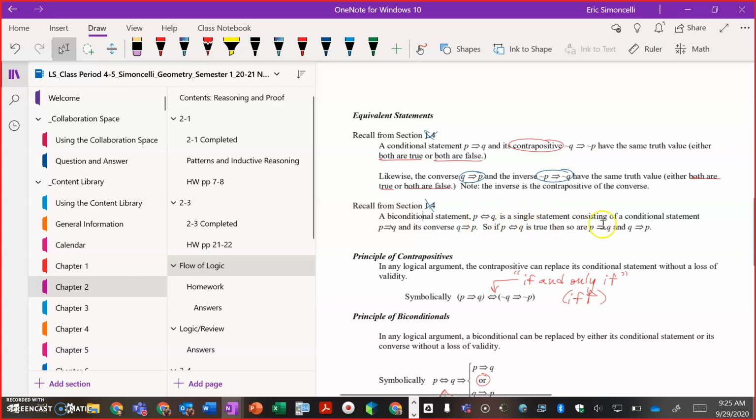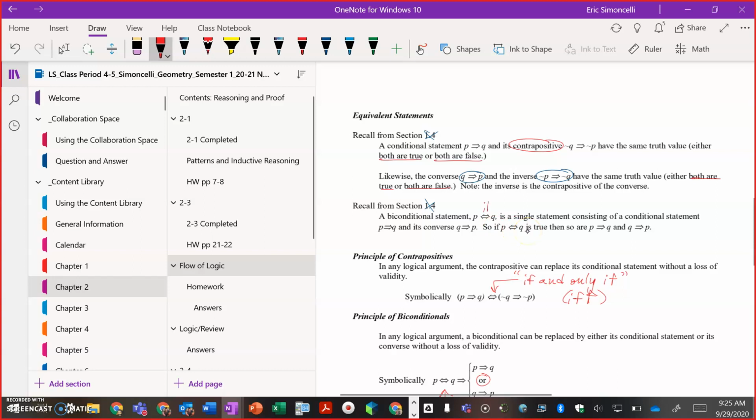It is a single statement consisting of a conditional statement, P then Q, and its converse, Q then P, like I said. So if P then Q, or Q then P, excuse me, is true, then so are the other two statements as individual statements. Well, P then Q, of course, like I already said, but also Q then P. I have to be very careful as I describe this with an if and only if.